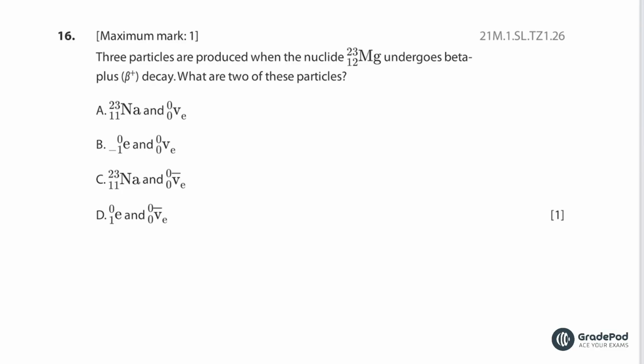Question 16. 3 particles are produced when the nuclide 23 magnesium undergoes beta plus decay. What are 2 of these particles? Let's just do the equation. Mg goes to, we've got a +1 and 0, that's our beta particle. That means that to make everything add up, this has to be 11, 23, whatever that is. And it's beta plus, it's a positron, so we have a neutrino, which is not an antineutrino. Perfect. So we want the neutrino, and this 23/11, the answer is A.